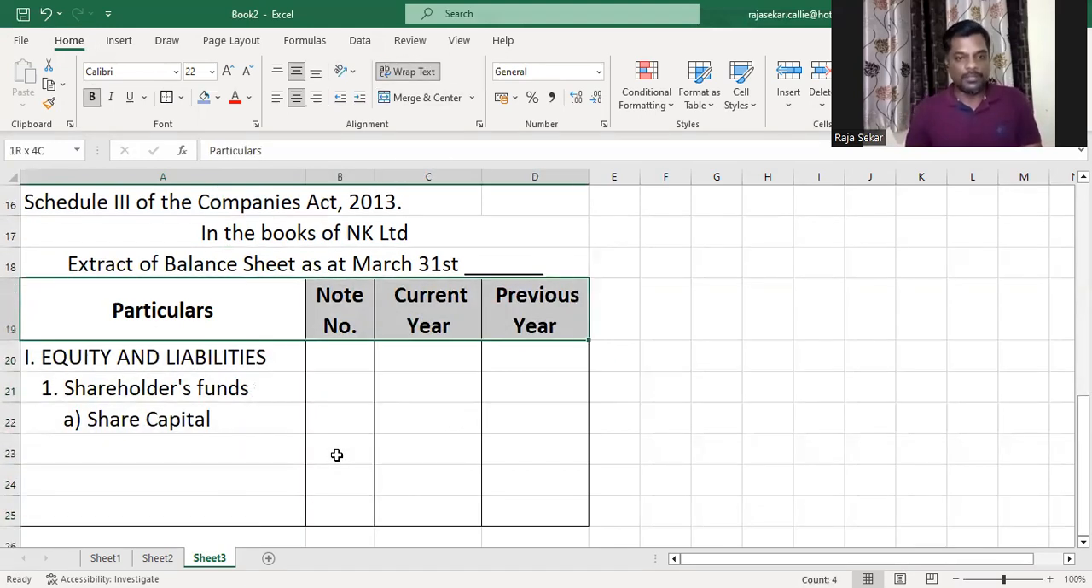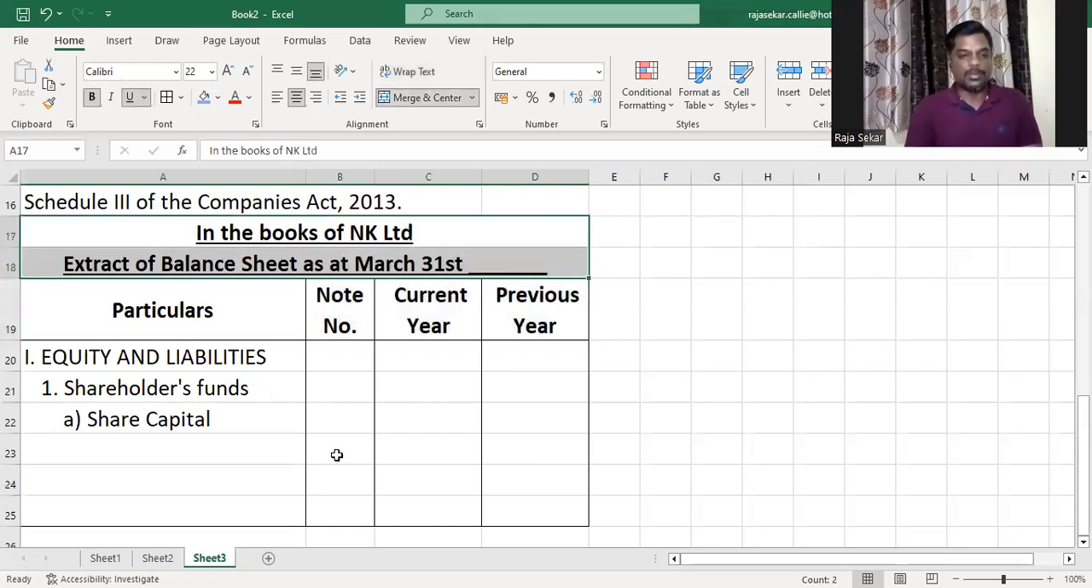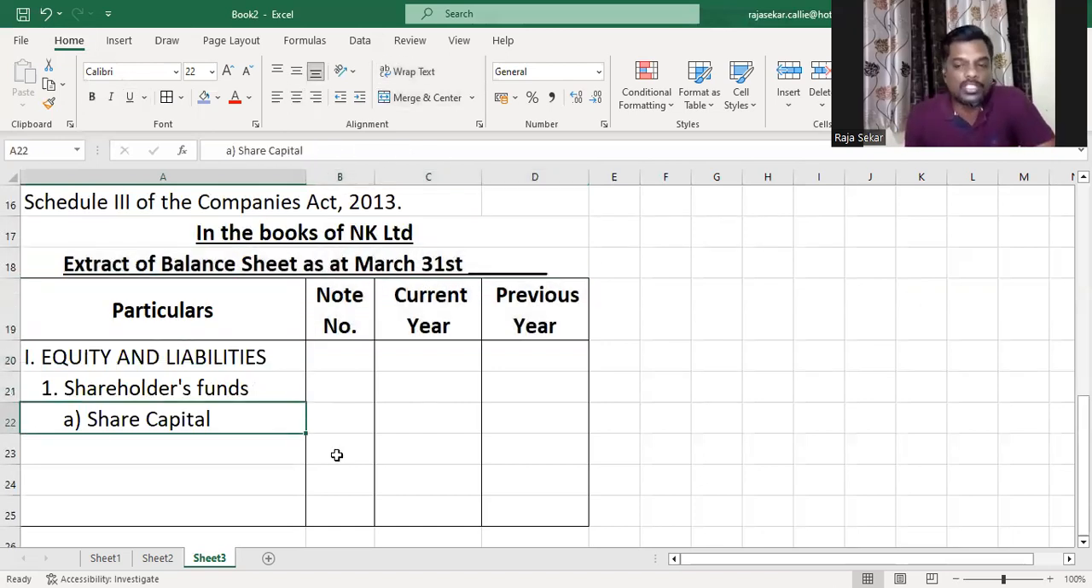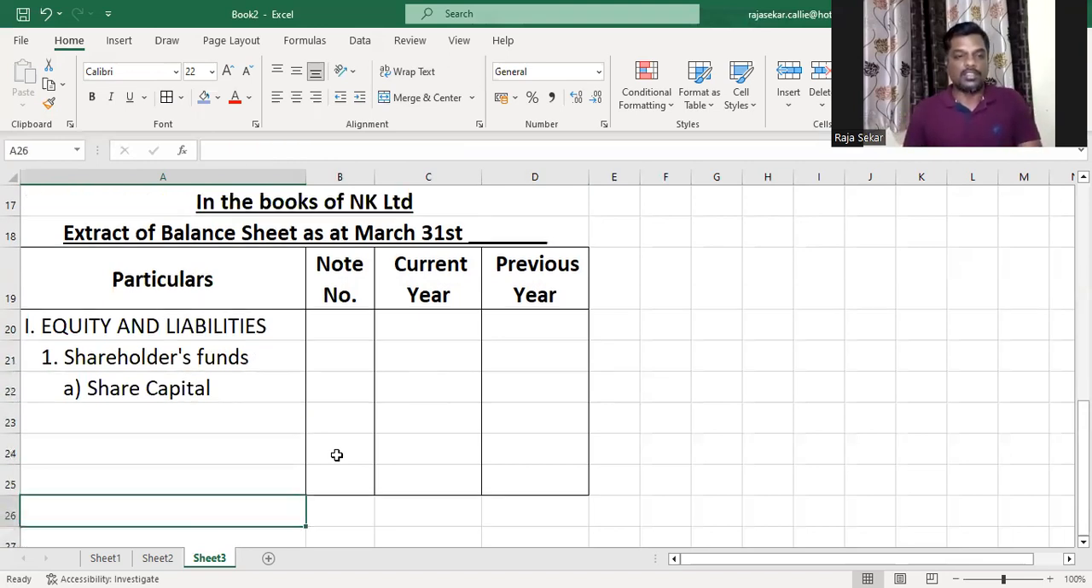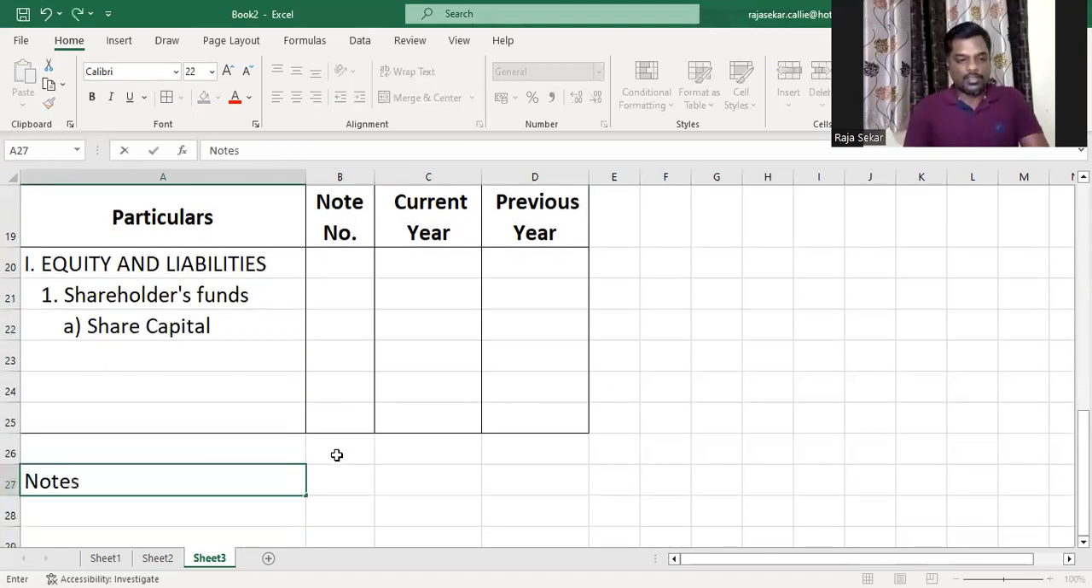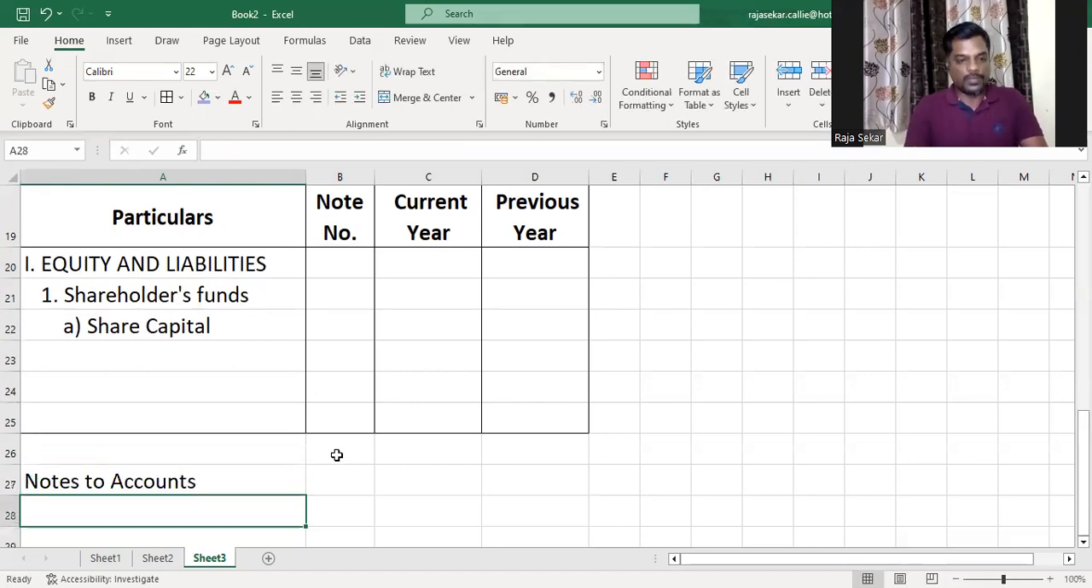It is only a what? Extract of the balance sheet showing only the share capital details. We don't have information with respect to the non-current liabilities or current liabilities or the other items that are there on the liability side. So we just prepare this, and below this we prepare the notes to accounts.